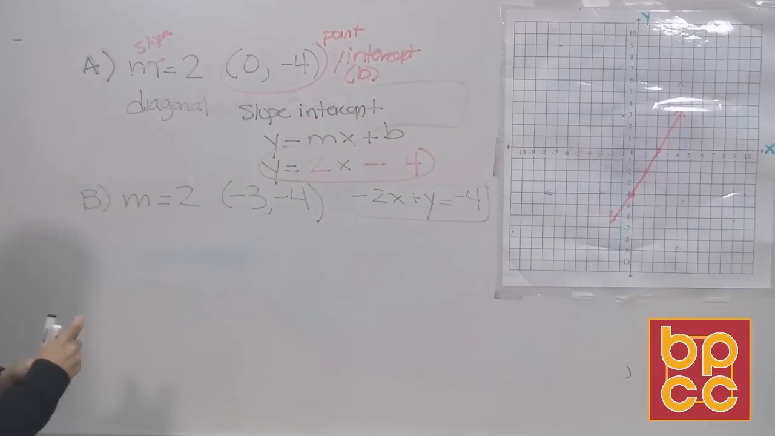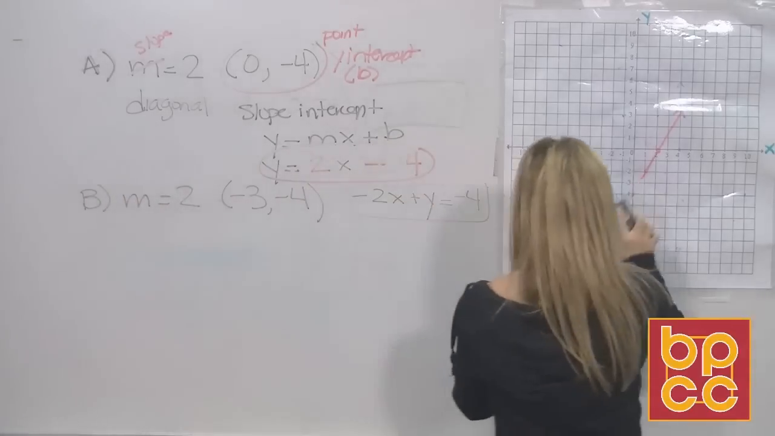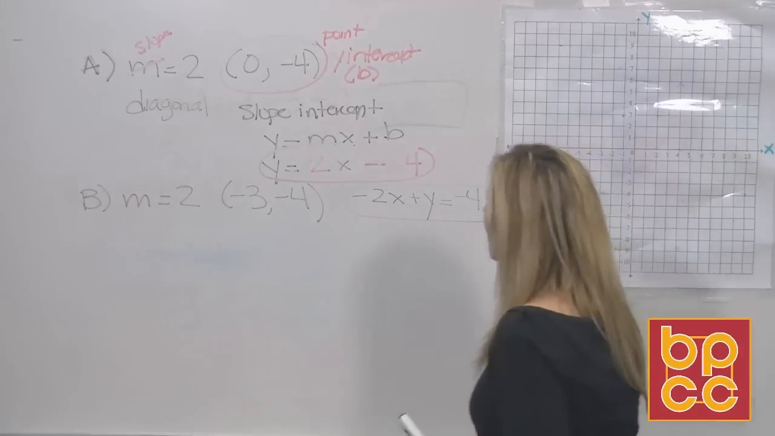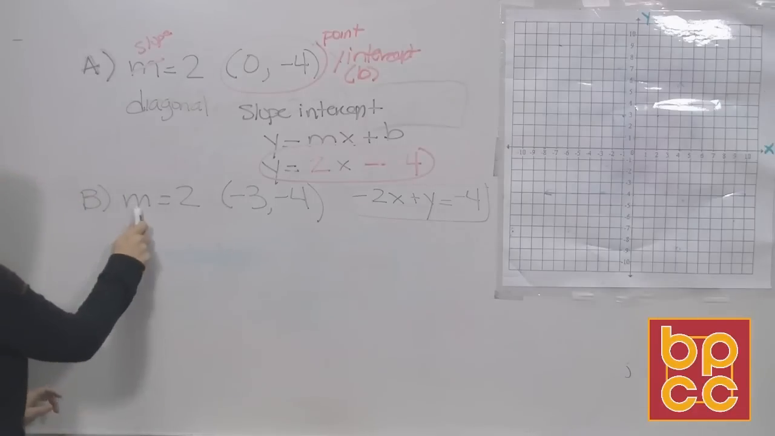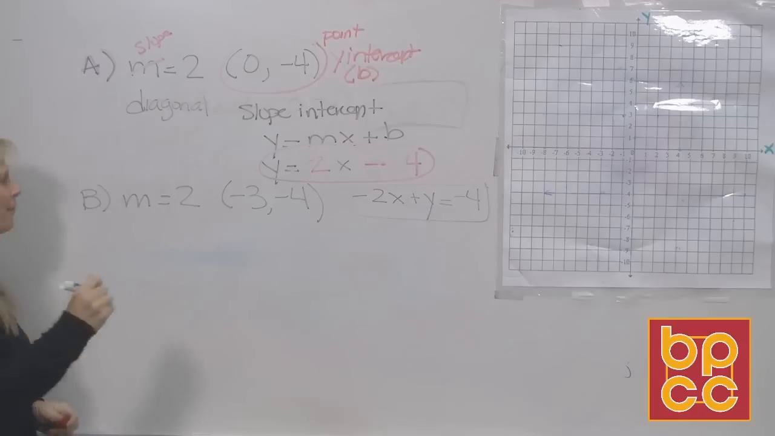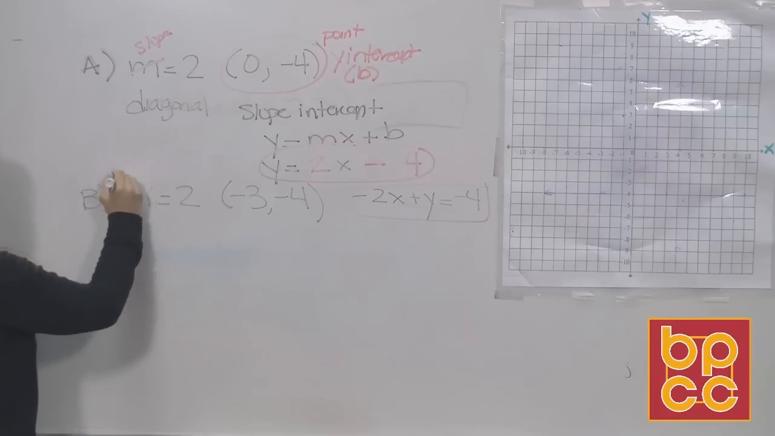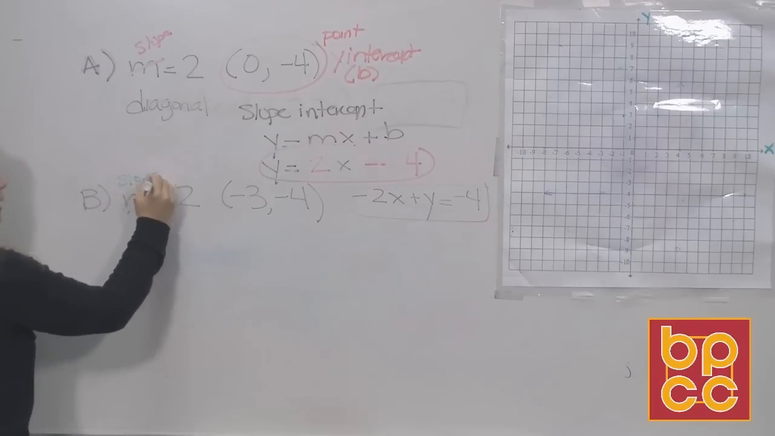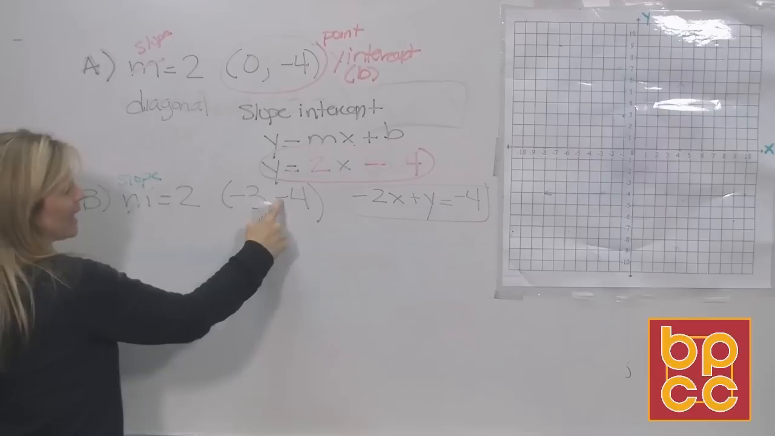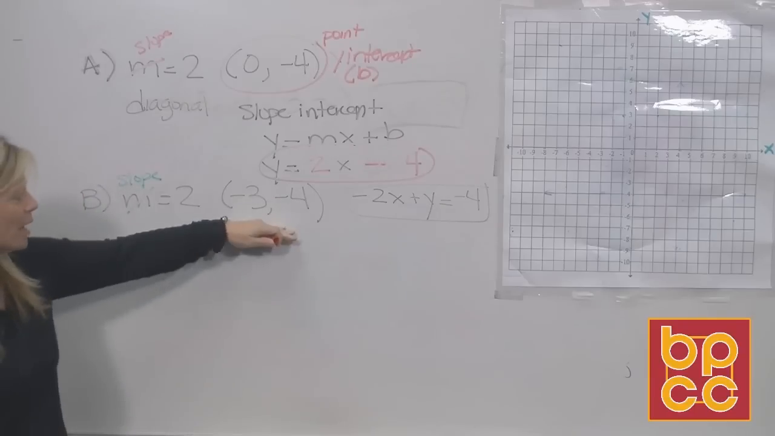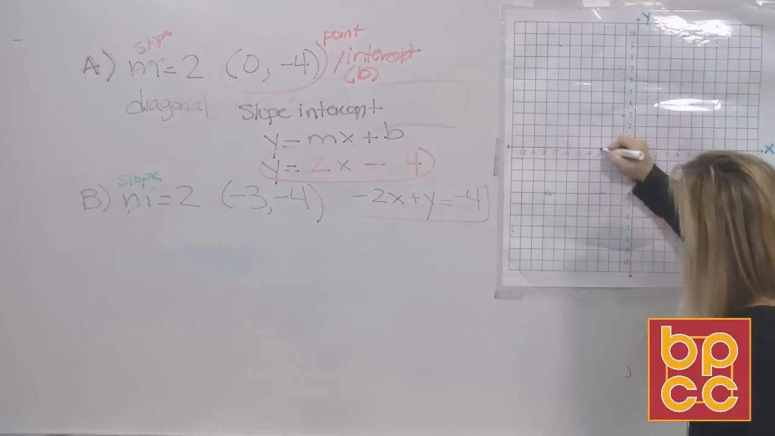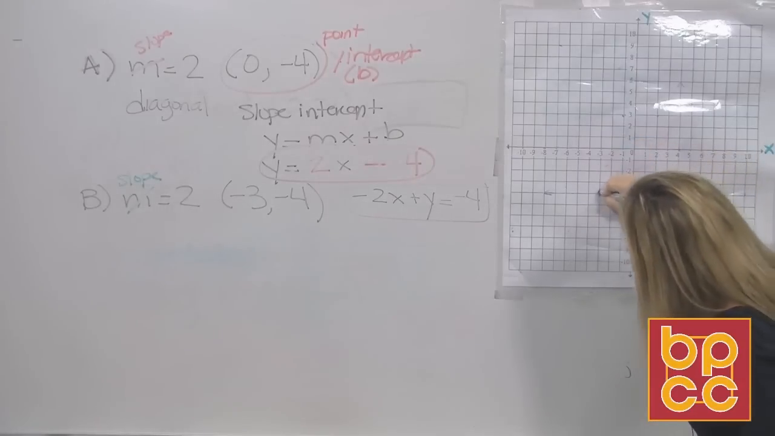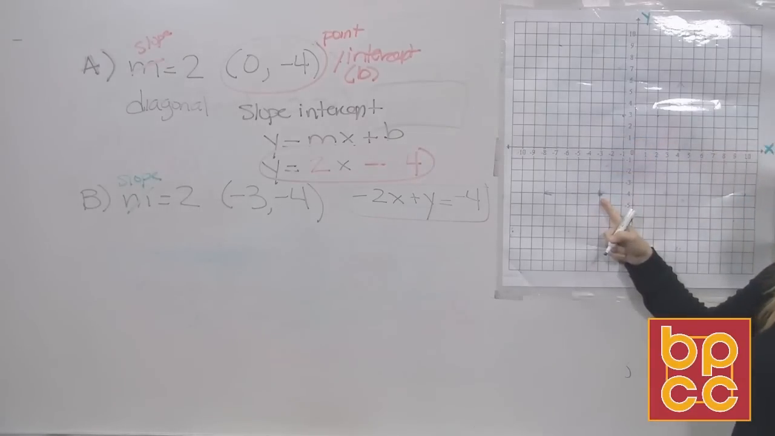All right, let's try the next one. So let me erase. All right, if you look, here's our next set of clues, detectives. M equals 2. What type of line is that? Well, we know m stands for slope. And then over here, -3, -4 is a point. So I know I can take a point and always plot it. So let's go plot -3, -4. There's that point in the third quadrant.